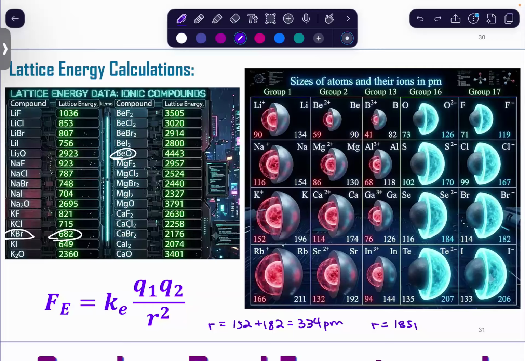Whoopsies, what am I doing? The charges for beryllium oxide are +2, -2. So in potassium bromide, we're multiplying together +1, -1 and dividing by a larger R, versus beryllium oxide, where we're multiplying together +2, -2 and dividing by a smaller R. So that shows you why the lattice energy for beryllium oxide is going to be so much larger than the lattice energy for potassium bromide.